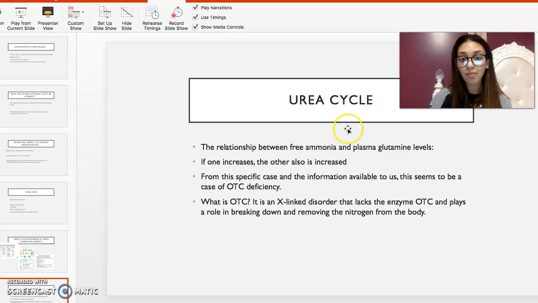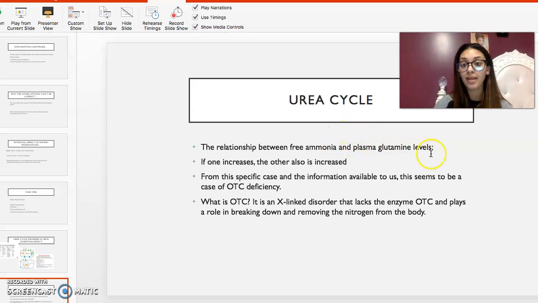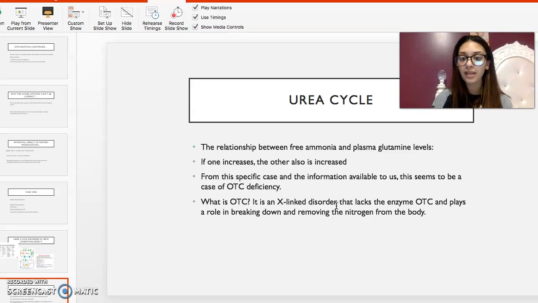So the relationship between free ammonia and plasma glutamine levels is as follows: if one increases, the other increases as well. Glutamine levels are normal in beta oxidation defects, and these levels range from 500 to 750. From the information available to us, this seems to be a case of OTC deficiency. So what is OTC? OTC is an X-linked disorder that lacks the enzyme OTC, which plays a role in breaking down and removing nitrogen from the body.